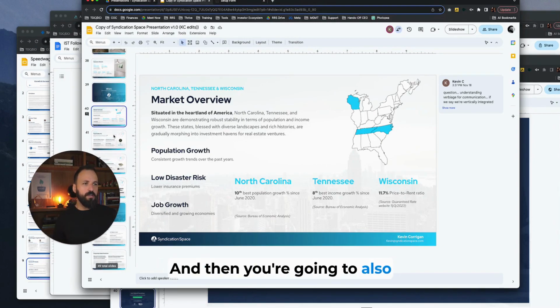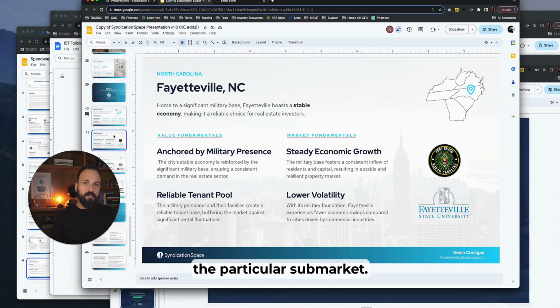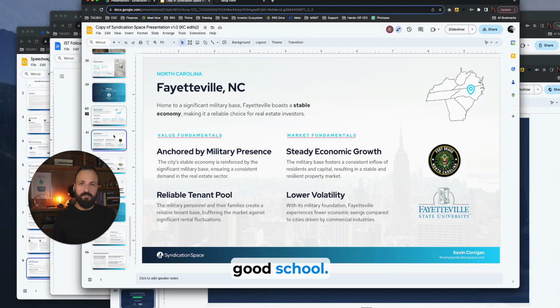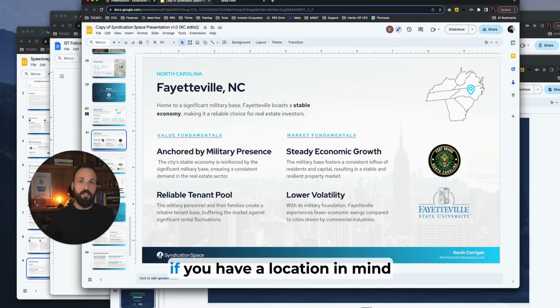Then you're also going to want to talk a little bit about why the particular submarket. In this case, it's not just North Carolina. It's very specific to Fayetteville. Why? Because we've got Fort Bragg, a large military base, good schools. So if you have a location in mind that's specific within a certain market, a submarket, like Fayetteville here, why Fayetteville specifically? Well, because you've got steady economic growth, lower volatility, a reliable tenant pool, and it's anchored by a military presence. That's a really big selling point because of Fort Bragg.